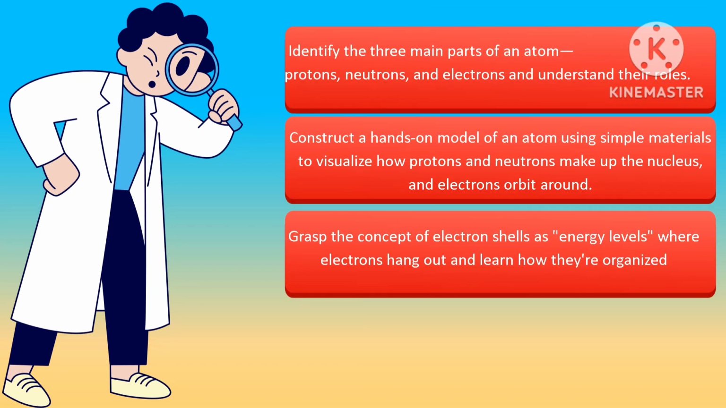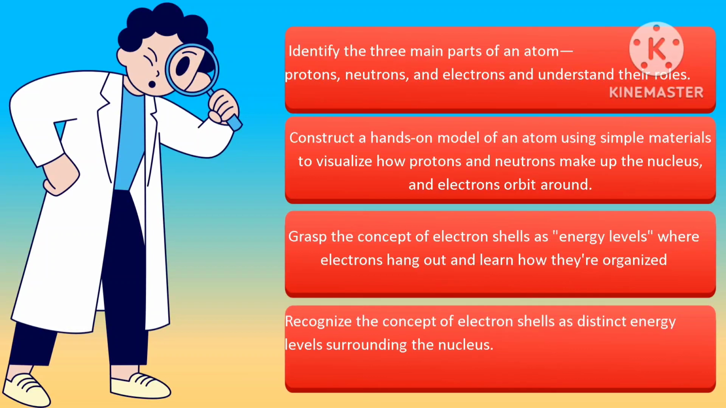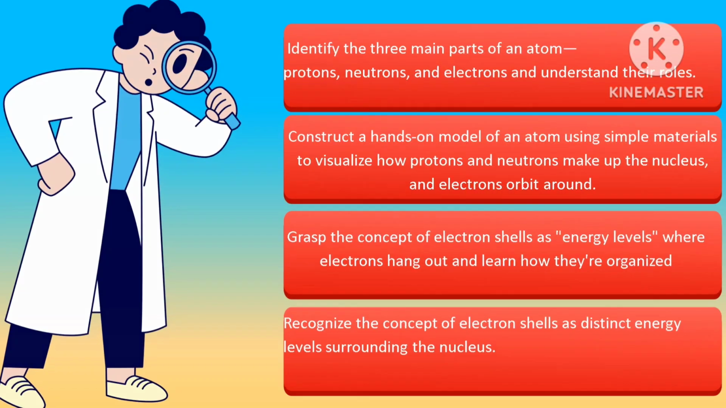That's the concept of electron shells as energy levels, where electrons hang out, and learn how they are organized. Recognize the concept of electron shells as distinct energy levels surrounding the nucleus.